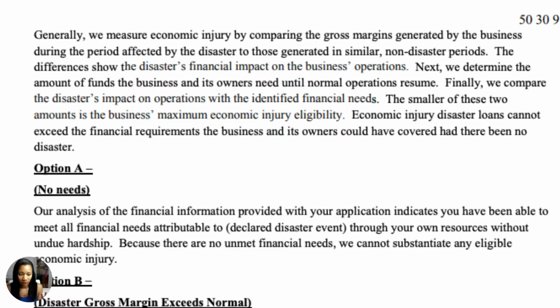Meaning, if your output is low, your overhead expenditures are low, and you still are able to cover your overhead expenditures without going into delinquency, they will determine that your economic injury was not sustained. So option A: our analysis of financial information provided with your application indicated, now this is the decline verbiage that they will give you, that you have been able to meet all your financial needs attributable to the declared disaster event through your own resources without undue hardship. Because there are no unmet financial needs, we cannot substantiate any eligibility for economic injury.